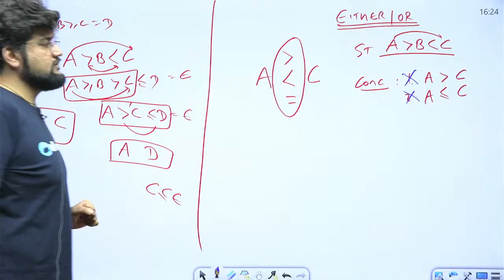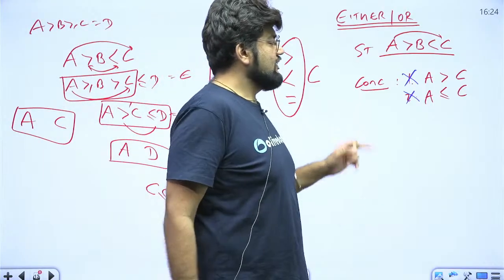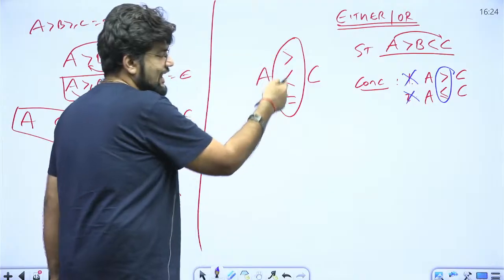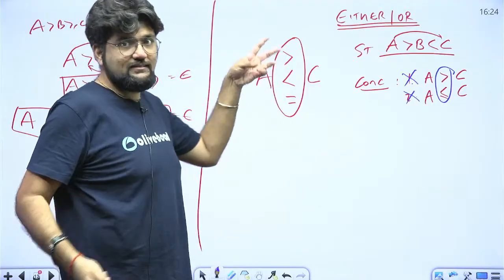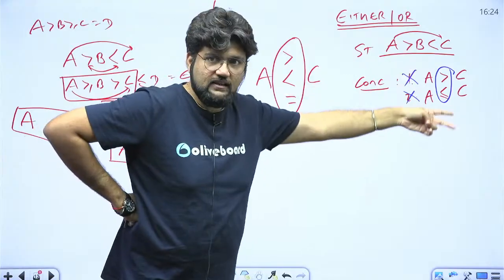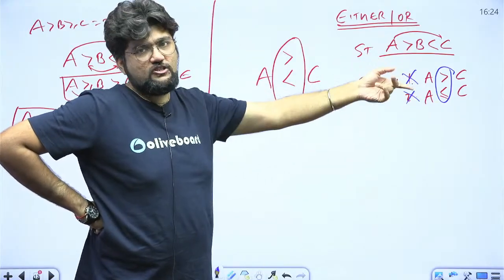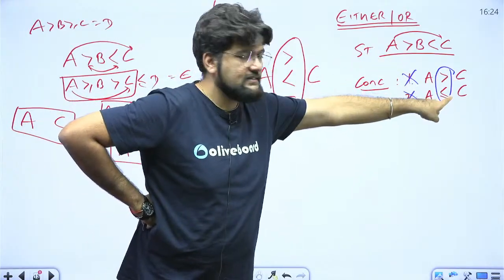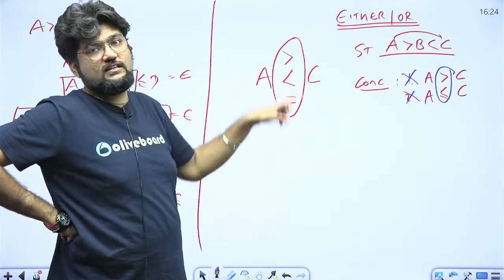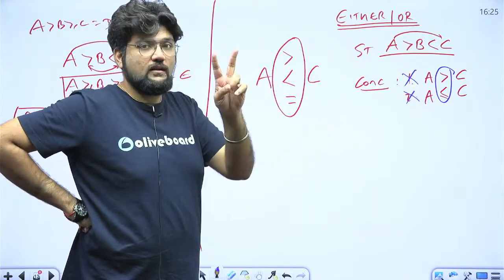Okay, no problem. That is done. Second rule is that they should have a combination of these three signs between them. Obviously, now there are three signs and there are only two conclusions. So I can't fit all the three here. So one of them will be a combination sign. So either it will be greater than, equal to and less than, or less than, equal to and greater than. But it is a combination of all these three signs. That is my second condition.